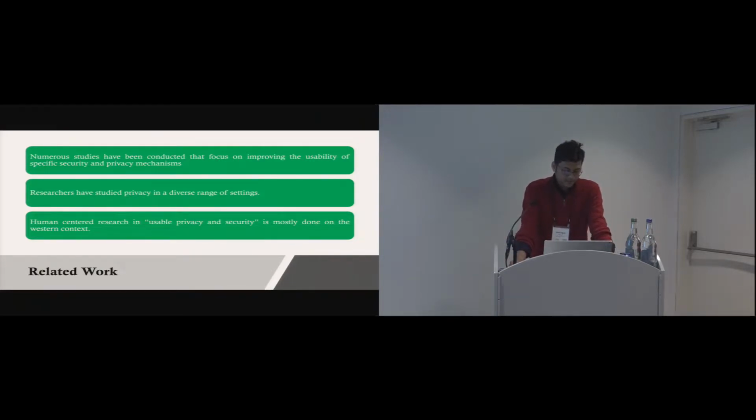Numerous studies have been conducted that focus on improving the usability of specific security and privacy mechanisms, including password constructions, text password alternatives, and behavior and social networks, among others. In addition, researchers have also studied privacy in a diverse range of settings, including social media, mobile devices, or internet access by a specific group of people. However, all of this prior HCI work has mostly focused on Western populations and has been dominated by a liberal notion of privacy. Many practices around digital technologies in the Global South have not gotten enough attention.